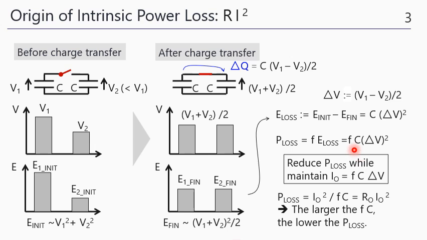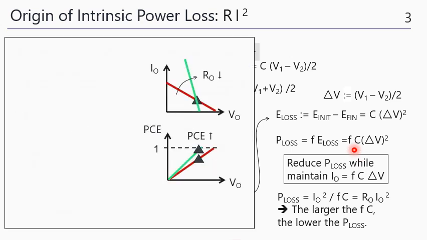So this is the same as the observation in the previous slide. To reduce the RO, you need to increase the F or C. So with this update, the power conversion efficiency can be increased while the output current is maintained.